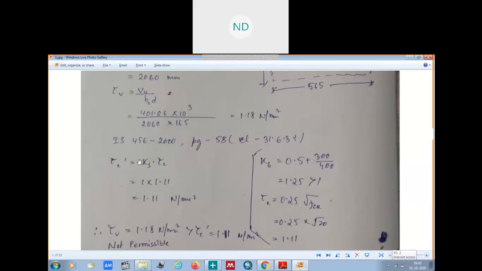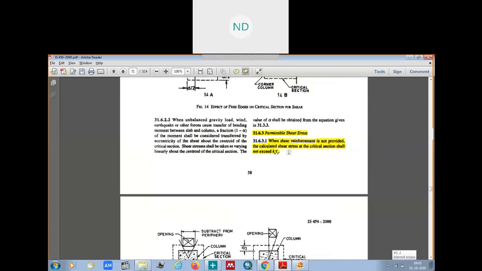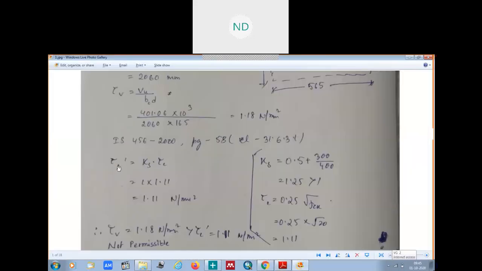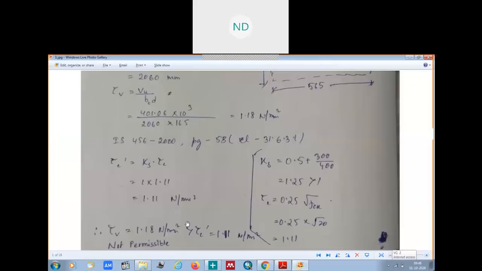And since this is not permissible now, this permissible stress ks tau c, which we have considered to be tau c dash, is less than the shear stress at the critical section. So it is not permissible and we have to provide the shear reinforcement. But if our tau c dash had been greater than the shear stress at the critical section, obviously then this is safe and we don't need any kind of shear reinforcement. So this is not permissible, that means we have to design for shear. Shear reinforcement should be provided.